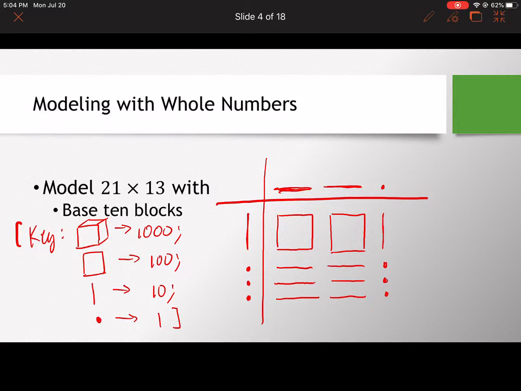Okay, so the product is actually inside my graphic organizer here, the grids. We have 100 here and 100 here, so that's 200. 10 here, so that's another 60, 260, 270, 271, 272, 273. Okay. So in summary, 21 times 13 is equal to 273. Okay, so that's base 10 blocks.